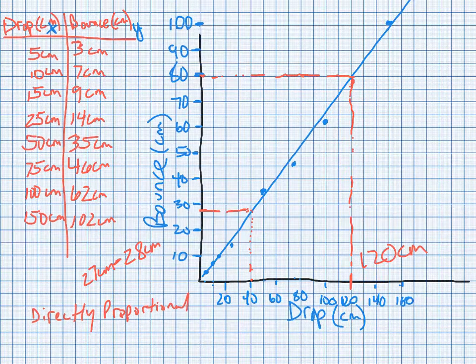So, I hope you're following along with this. If my bounce height was 80 centimeters, then it would have to be dropped from 120 centimeters to make that happen, based on my best fit line. If I dropped the ball from 40 centimeters, that would give me a bounce height of 27 to 28 centimeters. So that's basic graph reading, being able to start at one variable and go to the other one using the best fit.